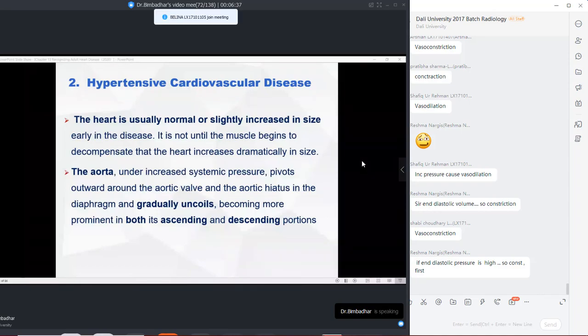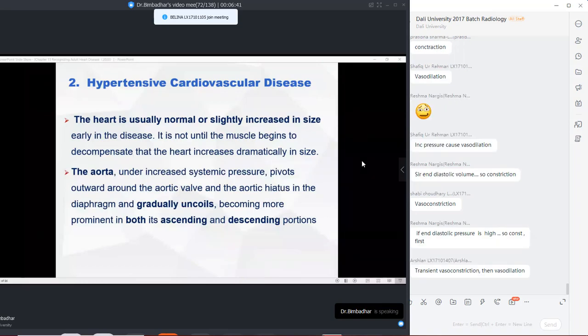Yes, it is a component of both. That is correct. But the first thing that happens is constriction. Yes, transient vasoconstriction first and then vasodilatation. Yes, you guys know about it.